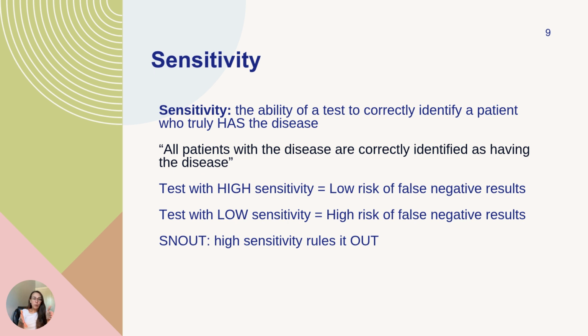A good acronym to remember is a highly sensitive test will help rule out a disease. So SNOUT rules it out. And I'll provide some examples in a minute.